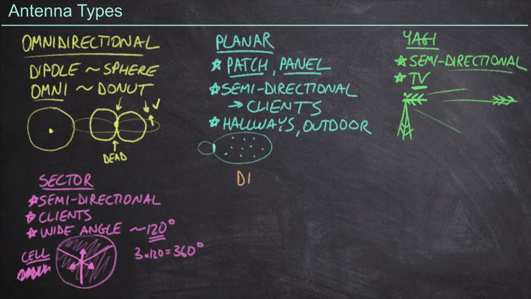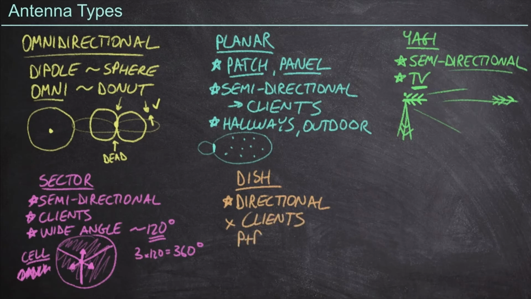Now next we have the dish antenna. The dish antenna is our first antenna that we're going to talk about that's truly a directional antenna. When we talk about directional antennas, these are really not intended to service clients. Instead, these are going to be used for point-to-point links. And so a wireless bridge type of scenario here.